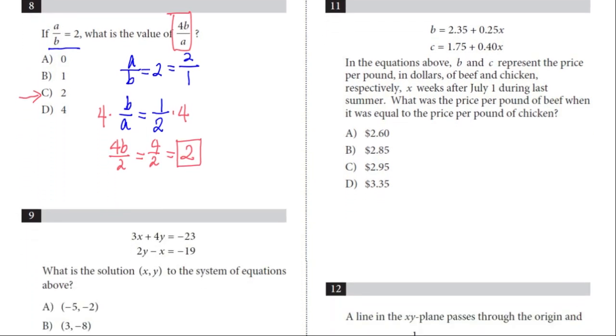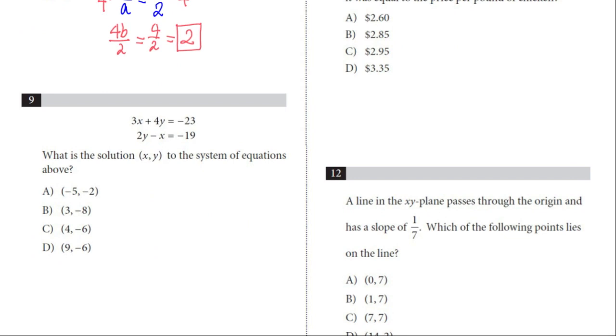Okay, next question. Some system of equations. What is the solution (x, y) to the system of equations above? So we must solve the equations. Let me copy the first equation. 3x plus 4y equals negative 23. Always the key point to solve a system of equations is to reduce the number of variables.